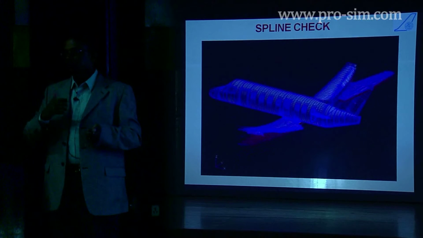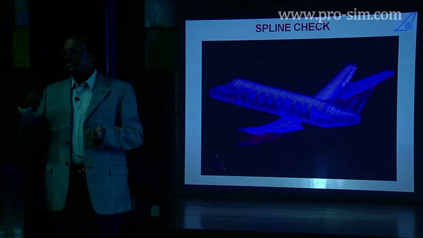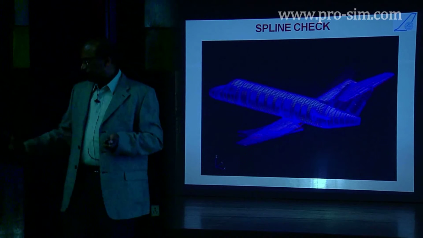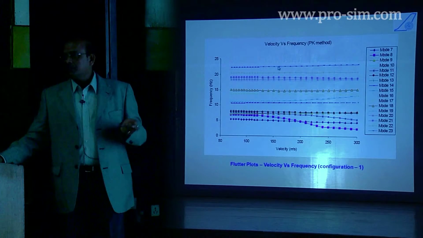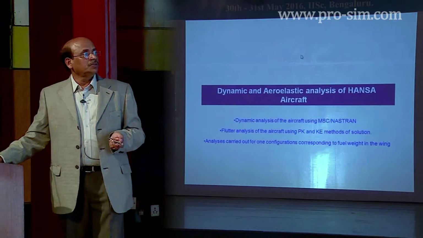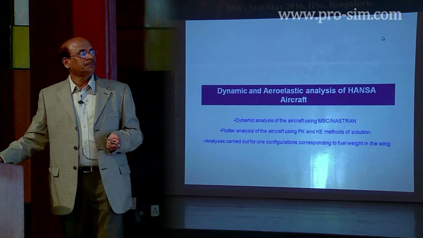The panel methods are used for computing the loads, and it is given to the aircraft. There the corrections are applied for the changing conditions. These are the VGVF plots, like what I was talking about earlier. Using the VGVF plots, we try to determine what the flutter speeds are.